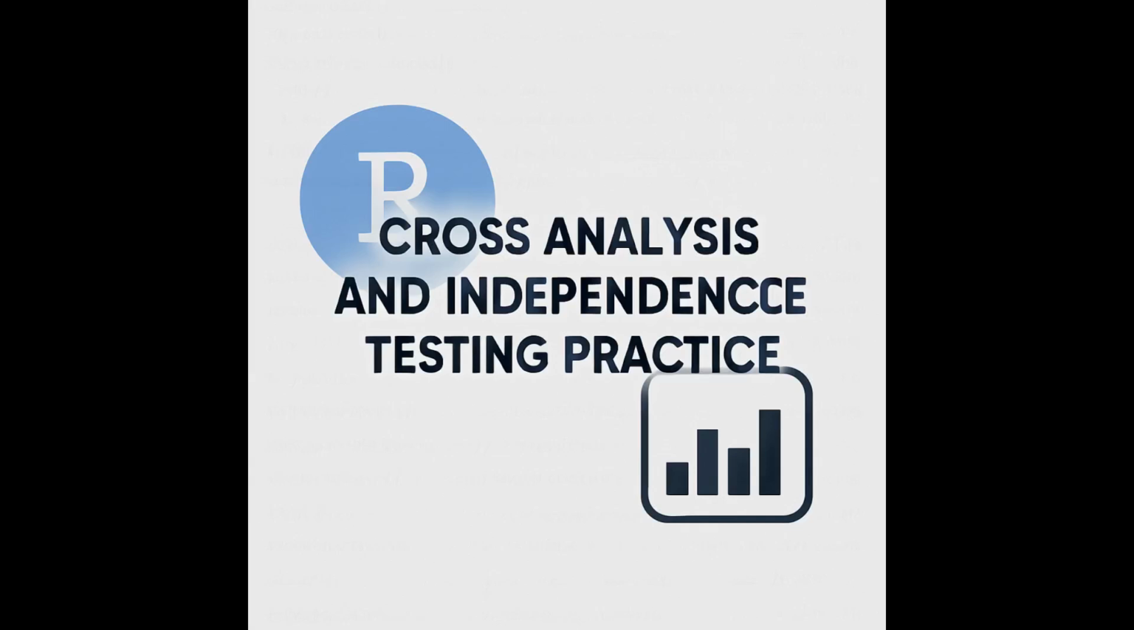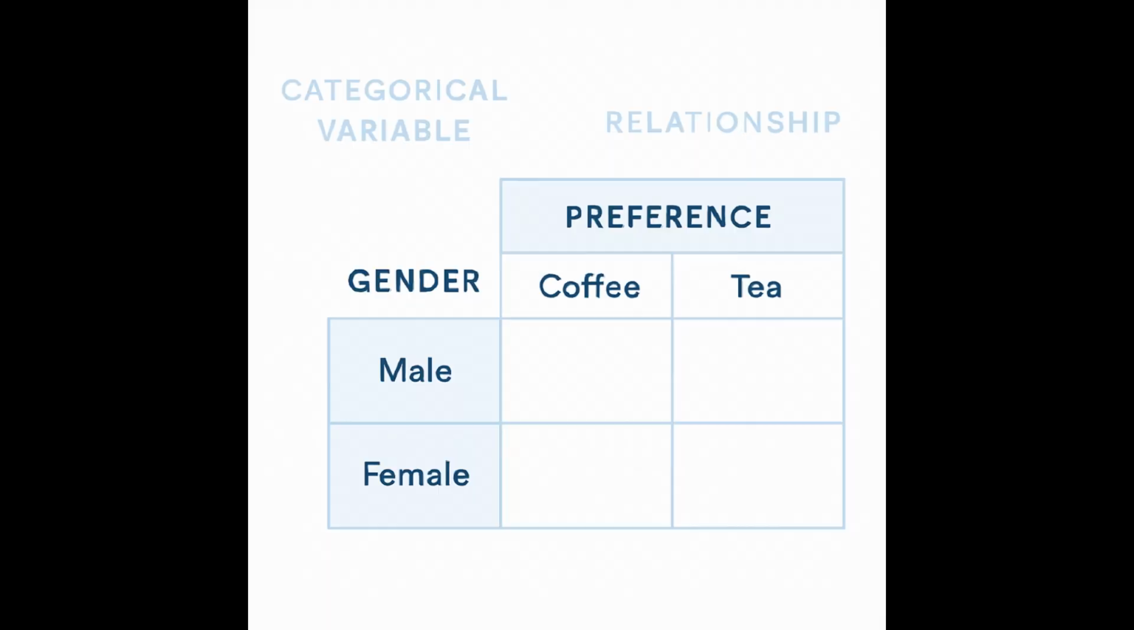We'll learn how to perform cross-analysis, chi-squared independence testing, and Fisher's exact test using R. First, cross-analysis is a method for analyzing the relationship between two or more categorical variables. For example, it's used to examine associations or differences between variables in categorical data, such as gender and beverage preference, or occupation and education level.